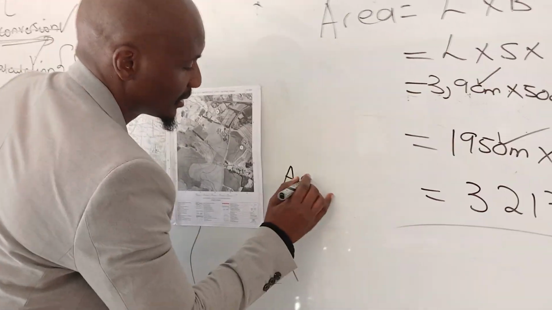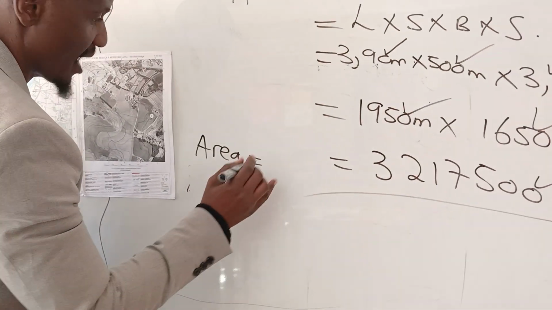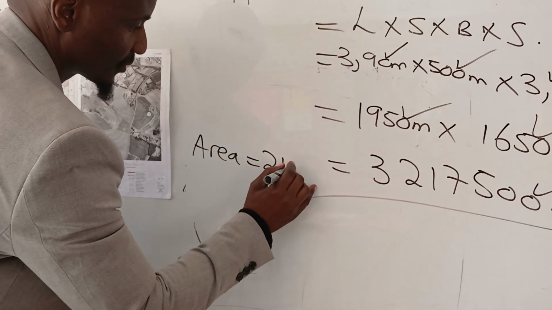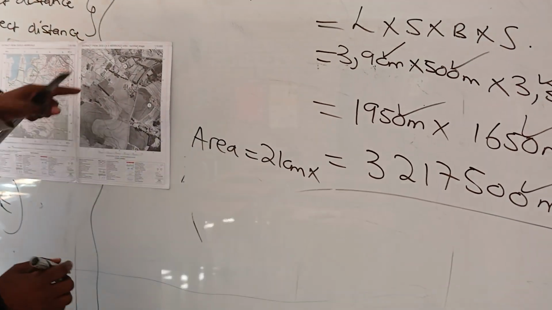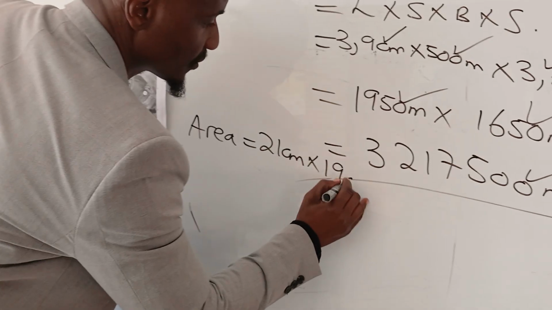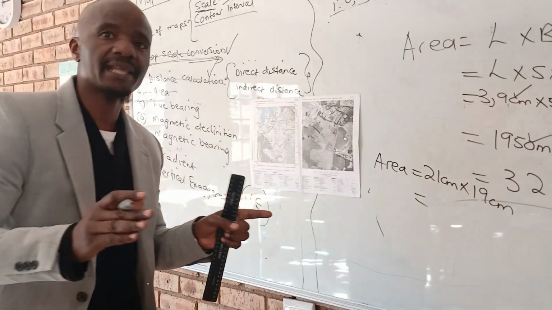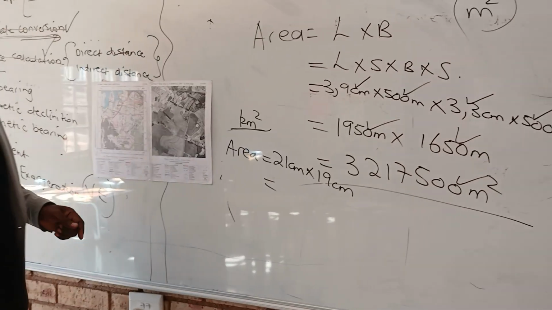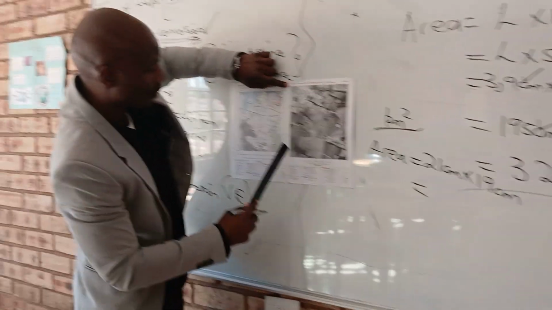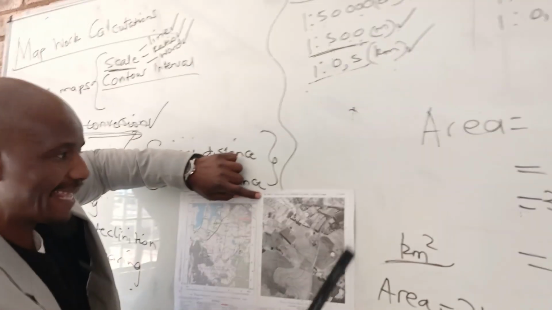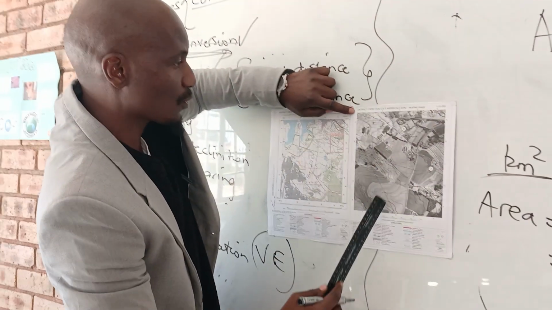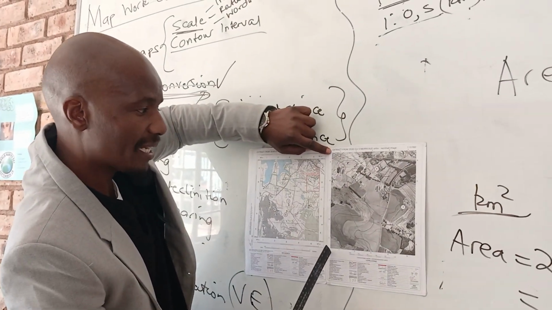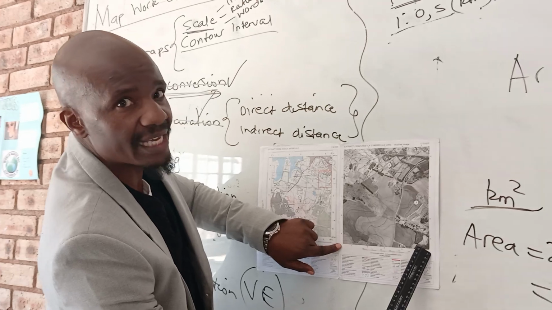Area is equal to, what is my length? I've got 21 centimeters. And what is my breadth? I've got 19 centimeters. Remember, the formula is length times scale times breadth times scale. This time now, I want my answer to be in square kilometers. Here I'm calculating the area of the outline of the orthophoto map, which means the area around this orthophoto map. I'll measure this as my length. I'm going to measure this as well, the shorter side as my breadth.